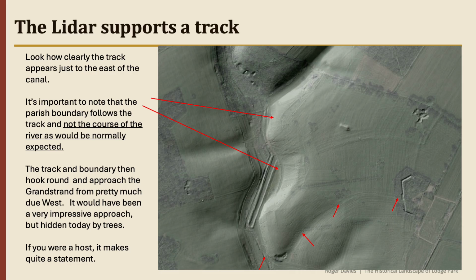This is a LiDAR image of Lodge Park, and you can see that in places that track is visible. So there was a track at some point that ran down past the canal. You can see that very clearly delineated track as it runs through the amphitheatre, and then the track bends round and runs up what is now the middle of that main avenue directly to what is now the back end of the grandstand. So I think it's a reasonable conjecture, but I can't prove it. But if you were a host trying to impress your important guests, I think this is a dramatic approach to the grandstand casino.